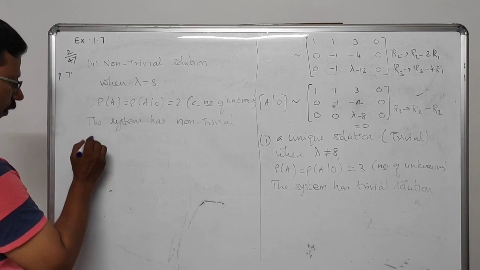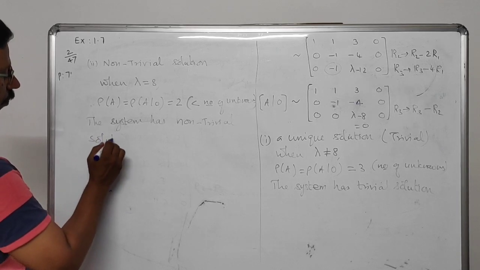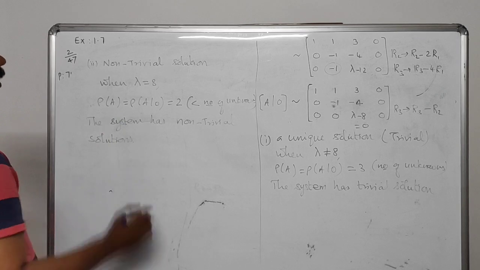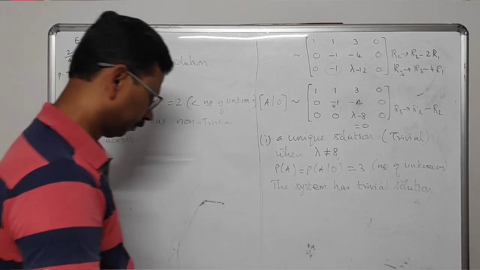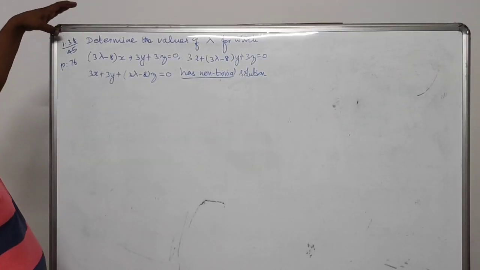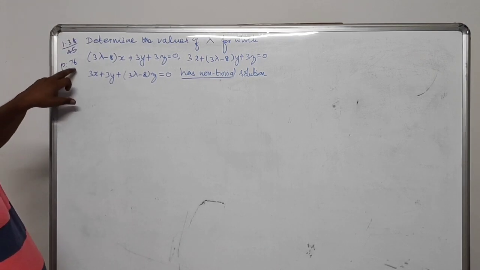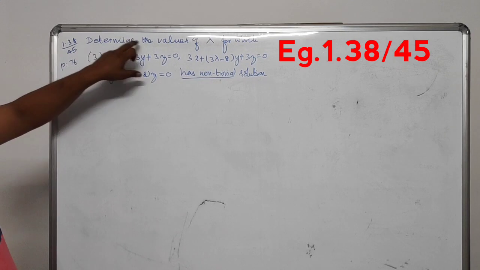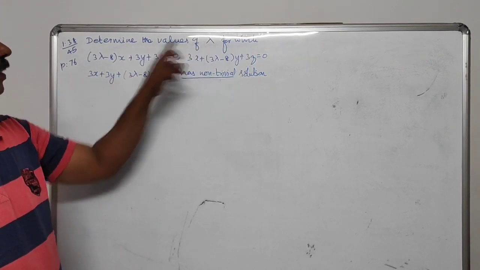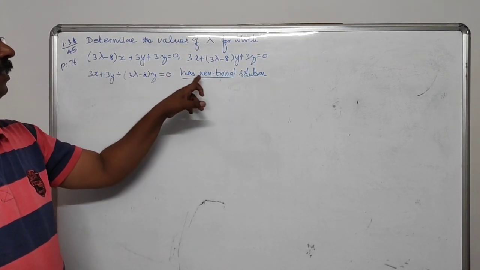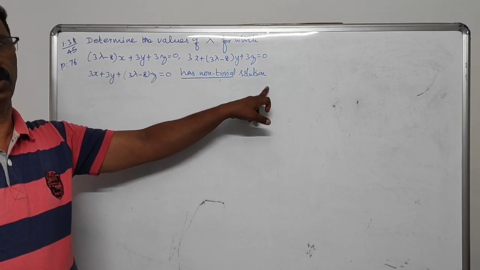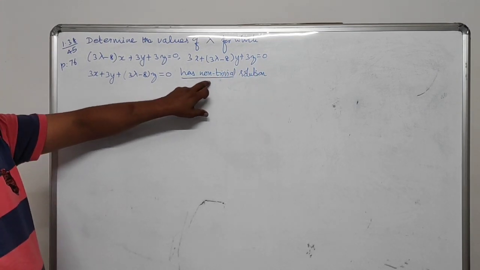System has non-trivial solutions. Okay, now let us see the next problem. Students, this is example 1.38 given at page number 45 in our material. This is problem 76. The question is, determine the values of lambda for which the system of equations has a non-trivial solution. Here only one condition is given.